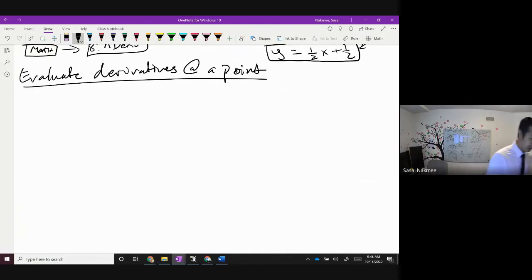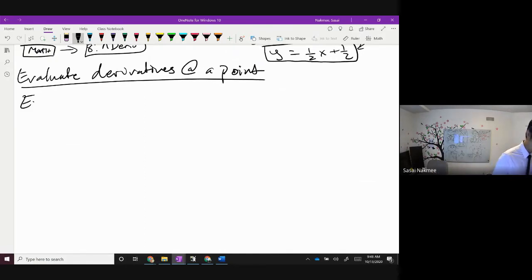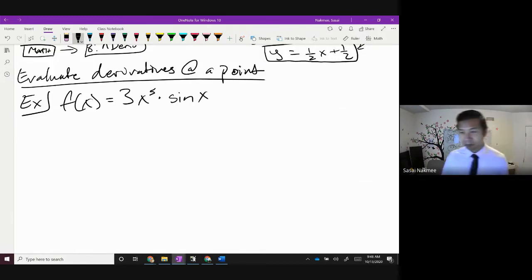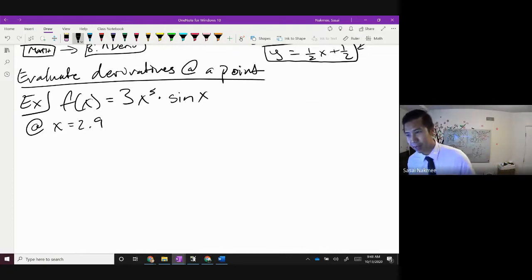So let's try this one right here. Let's try this example. Let's say I was given the function f of x is equal to 3x to the 5th, right, times sine of x, okay? And I was asked to find the derivative at x equals 2.9.